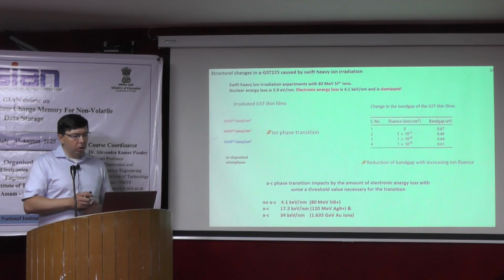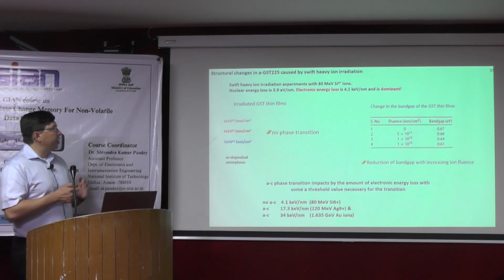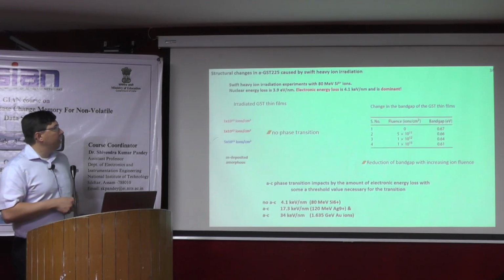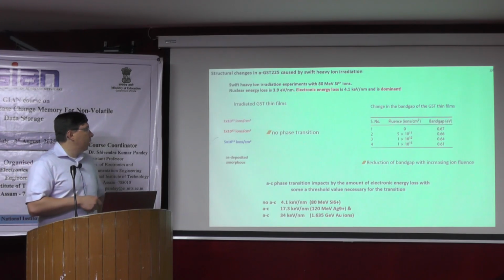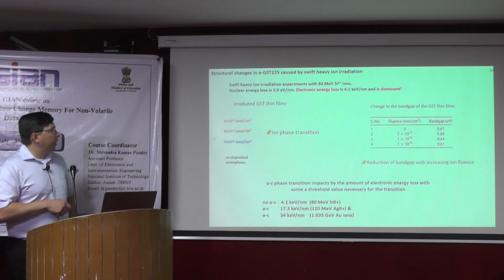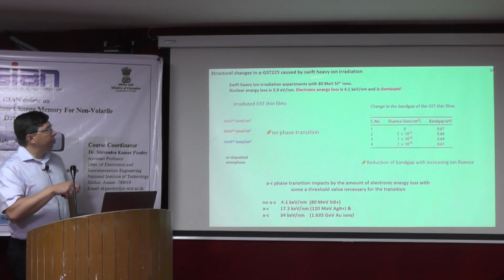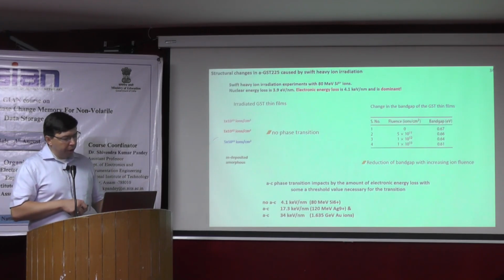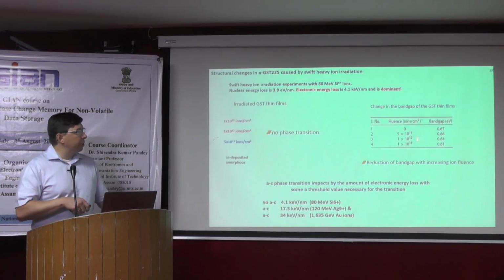Now let us also look at ion irradiation at 80 MeV, also called swift heavy ion irradiation. They call this also electronic energy loss. Here again, the as-deposited phase was irradiated, but there was no phase transition using these ions. But there was a change in the band gap for different fluences.